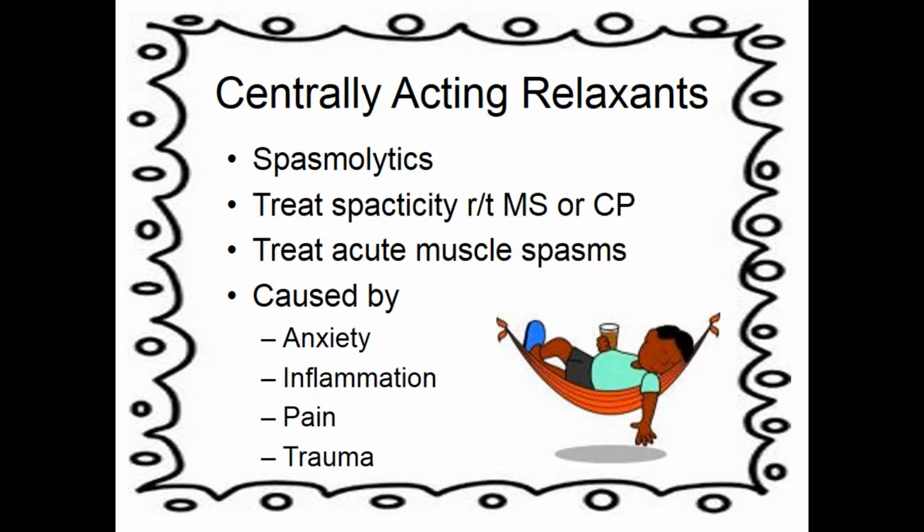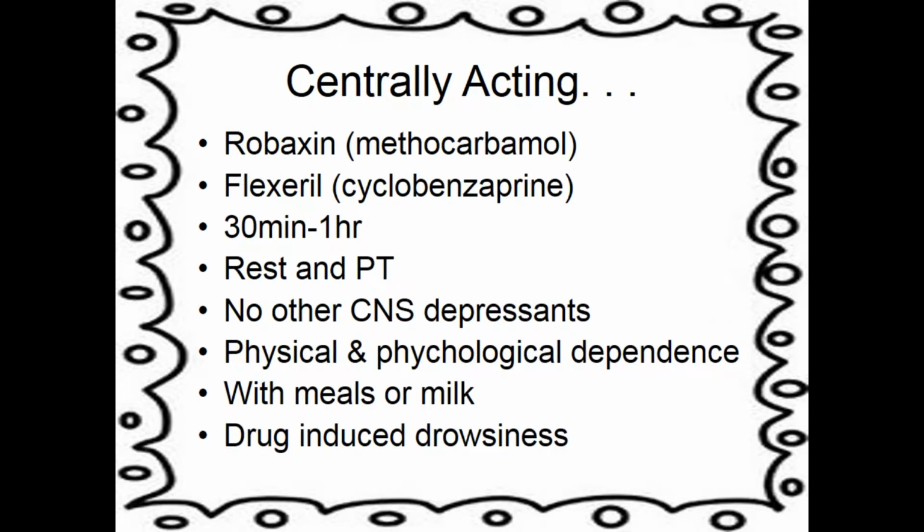They can also treat acute muscle spasms that could be caused by anxiety, inflammation, trauma, or pain. Centrally acting means that they prevent your brain from sending out signals, and this causes a decrease in heart rate and blood pressure because the signals aren't getting there either. The example drugs are Robaxin and Flexeril. They start to work in 30 minutes to 1 hour.